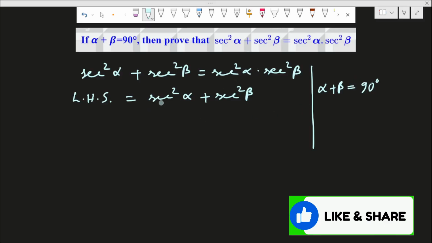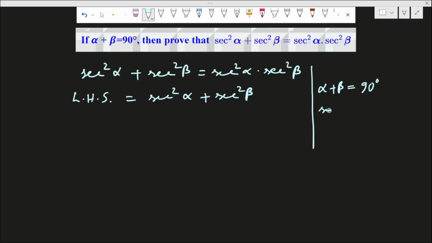See, obviously if we write sec alpha equal to 1 by cos alpha, similarly sec beta is 1 by cos beta. After adding, the denominator will be cos square alpha cos square beta, that is equal to, first 1 by cos square alpha plus 1 by cos square beta.